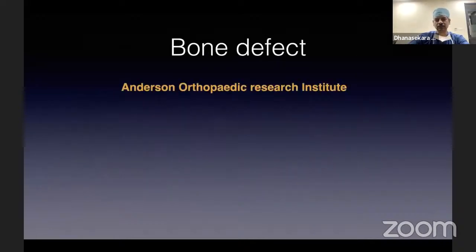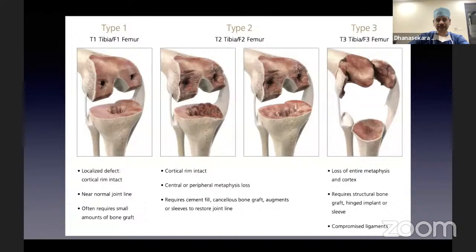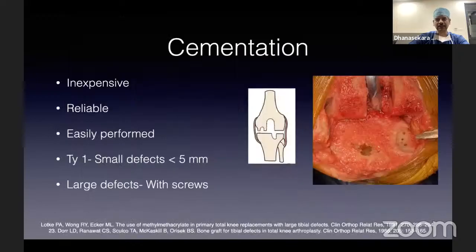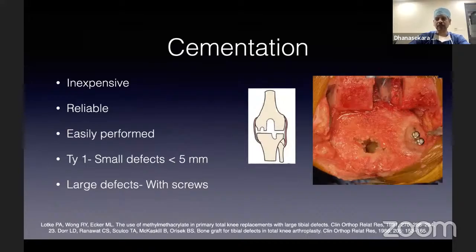So bone defect, we know the classification from the Anderson Institute. It can be either a small contained defect or an uncontained defect with a good cortex, or there is extensive bone loss with loss of cortex and ligament attachment. Cementation is very reliable and inexpensive, and can be done if the defect is less than 5 millimeters. When there is more than 5 millimeters, we combine it with a screw.